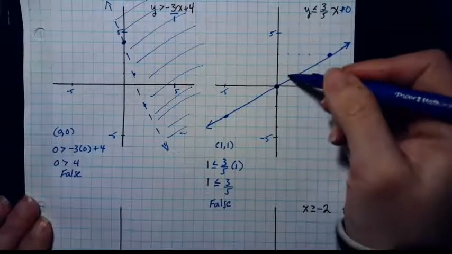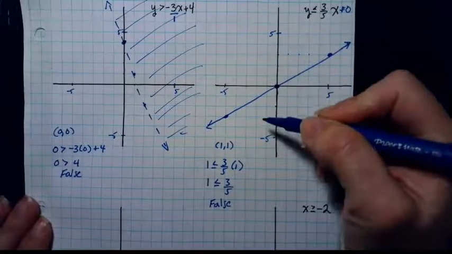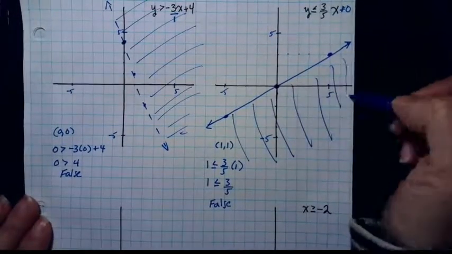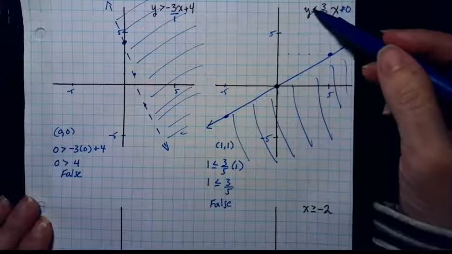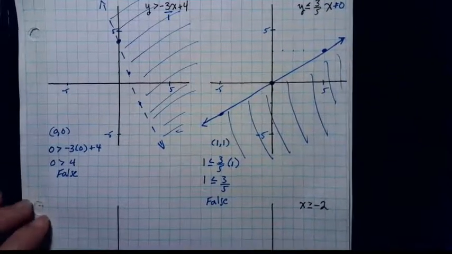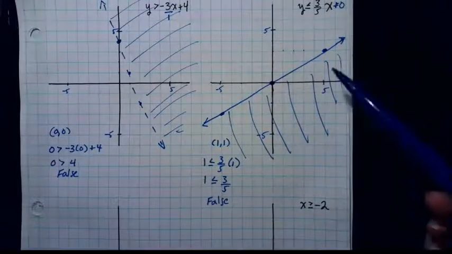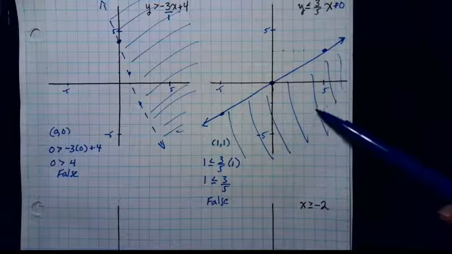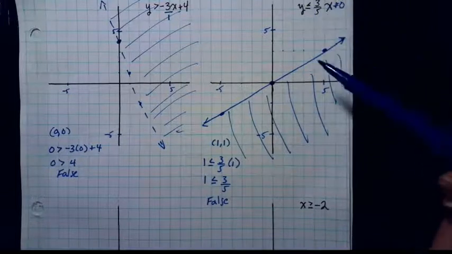And again, that test point 1, 1 was here, which means I'm shading the opposite side. And again, looking at the inequality, this was less than, so I'm shading below that line. And again, if you wanted to check, any of the points in this region that we've shaded is a solution to this inequality.